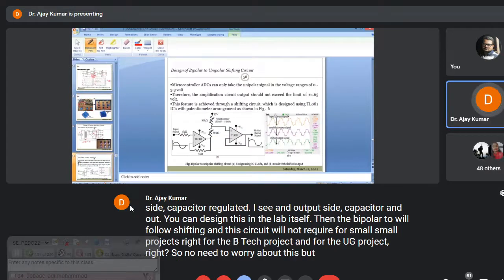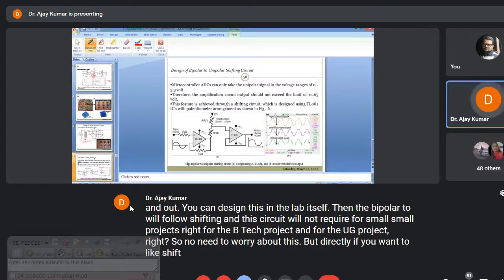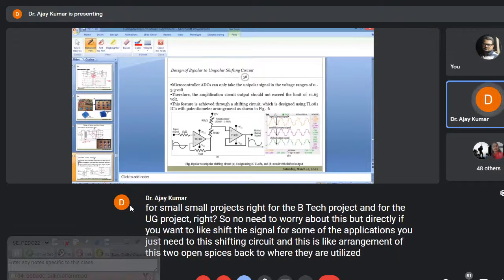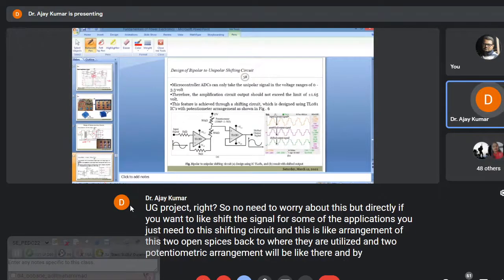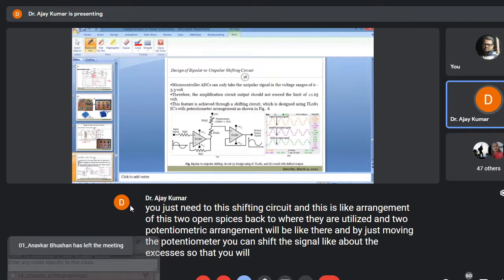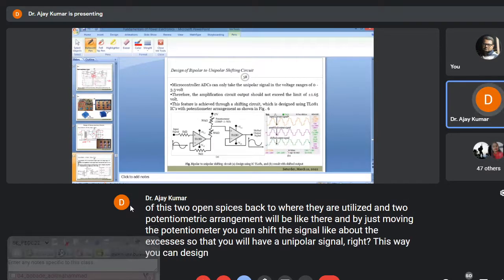But directly, if you want to shift the signal for some applications, you just need this shifting circuit. This is an arrangement of two op-amps used back to back, and two potentiometers will be there. By just moving the potentiometer, you can shift the signal above the x-axis so that you will have a unipolar signal, right? This way you can design it, and I have designed this in the laboratory itself.